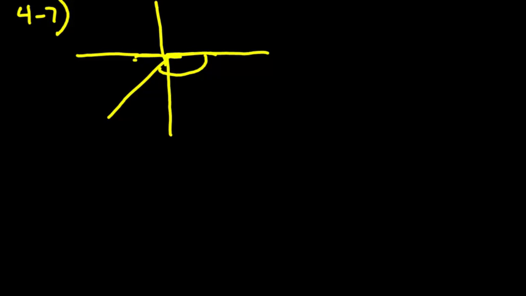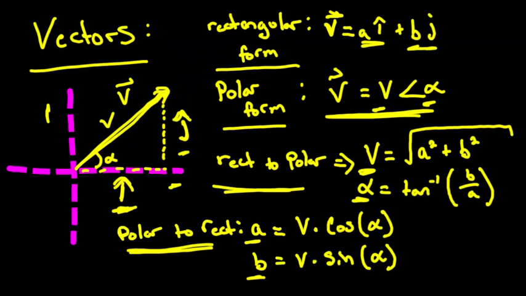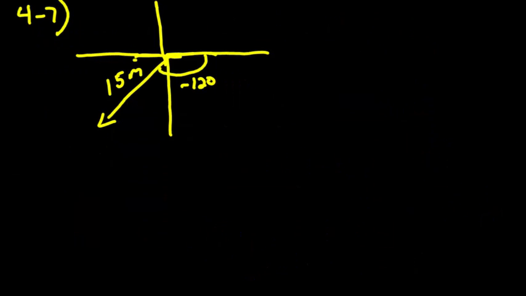So this is what we have. We have an angle of negative 120 degree orientation and 15 meters in length. So we can already represent this in polar form, which is, if we go back to the following, we have v, the length of v, at an angle alpha. So we can represent this now in polar form as 15 at an angle of negative 120 degrees. So we've already taken care of that.